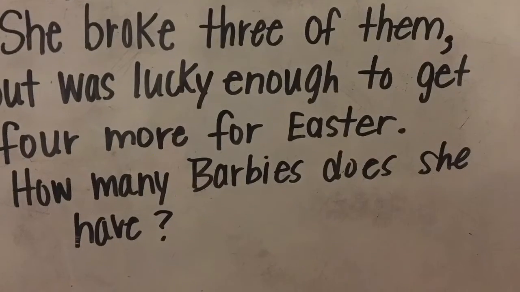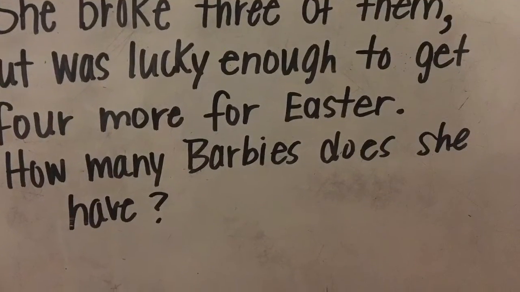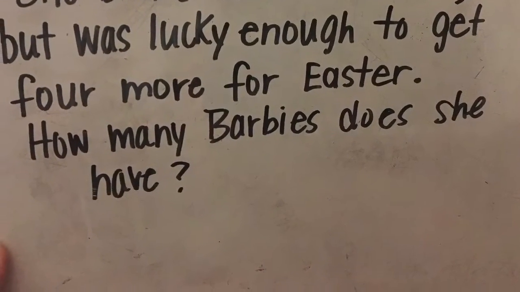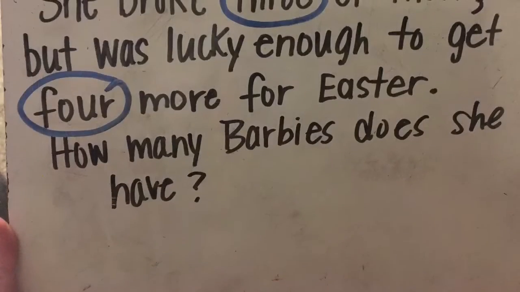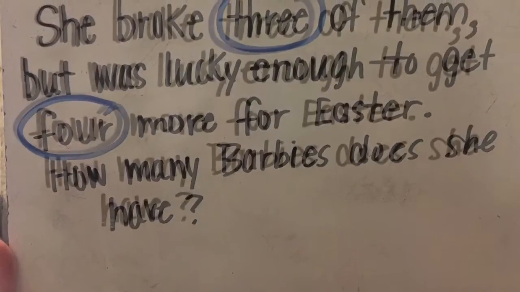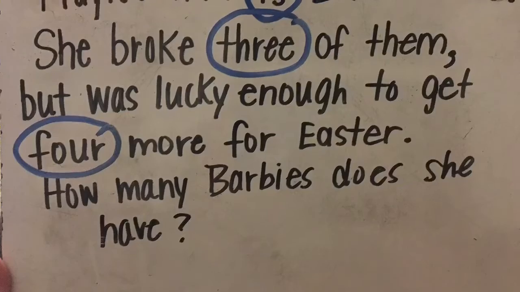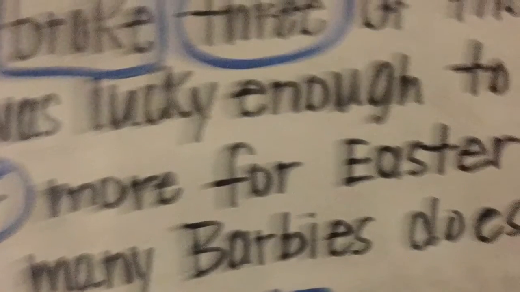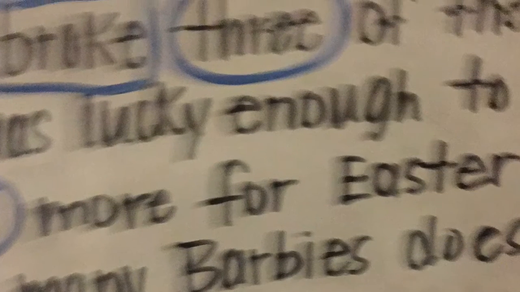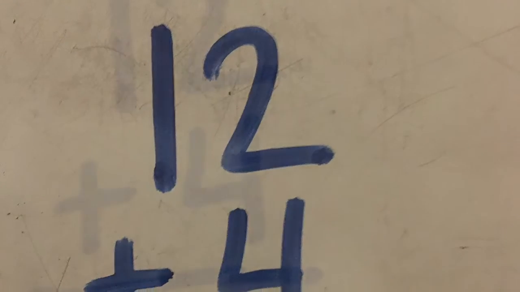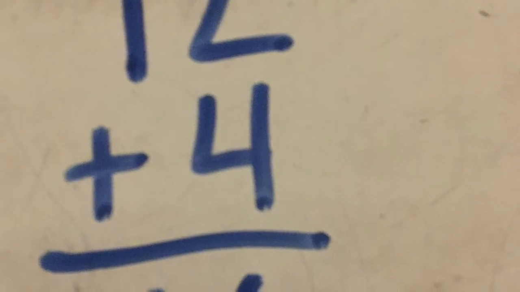Maylee has 15 Barbie dolls. She broke 3 of them, but was lucky enough to get 4 more for Easter. How many Barbies are left? We need to look at all of the numbers: 15, 3, and 4. This is a two-step problem. We're going to do 15 minus 3, and that equals 12. And then she got 4 more for Easter, so 12 plus 4 is 16.